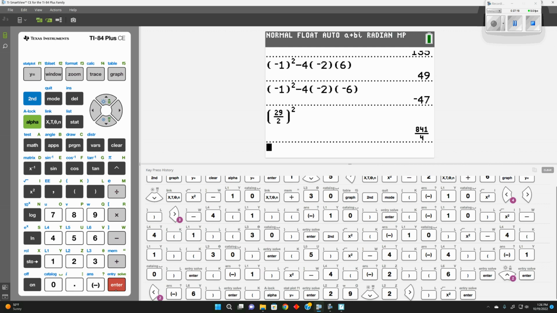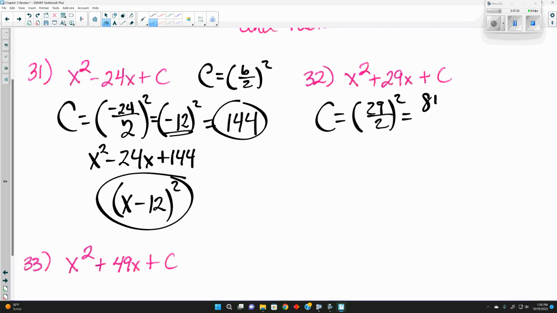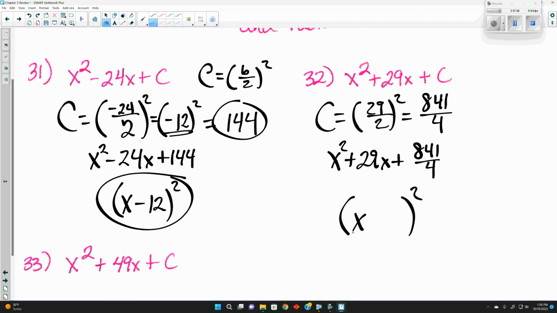Because it's 29 over 2 squared, which is 841 over 4. So we're saying that it is x squared plus 29x plus 841 over 4. And the number inside the parentheses before we squared it was 29 over 2, and it's going to be positive.